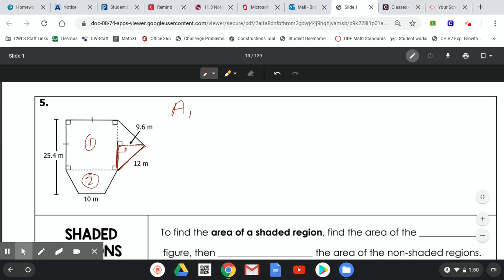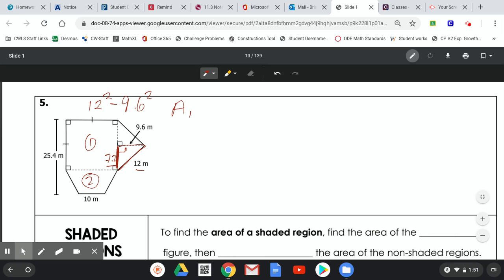This is where 12 is our hypotenuse. So we're looking for something smaller, which means we subtract: 12 squared minus 9.6 squared. What does that give us for an answer? Well, that gives us 7.2. So we know that side is 7.2.